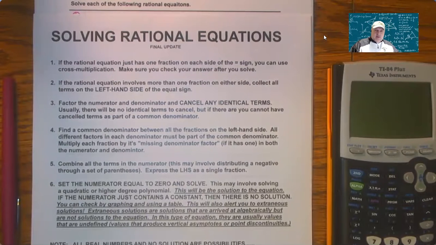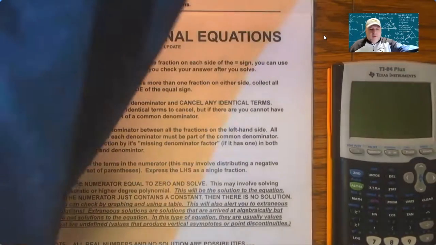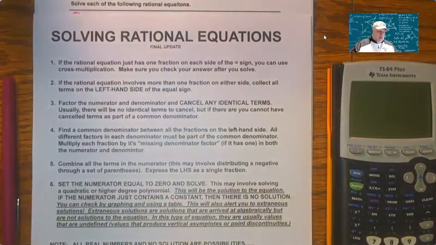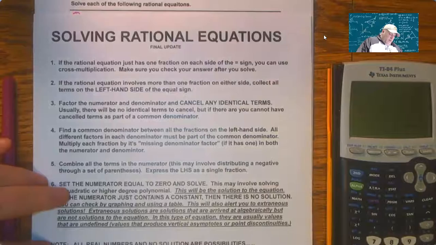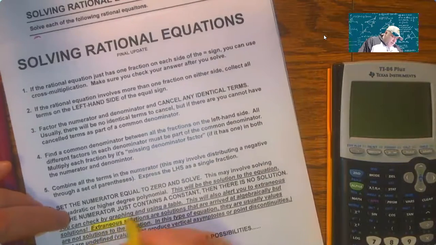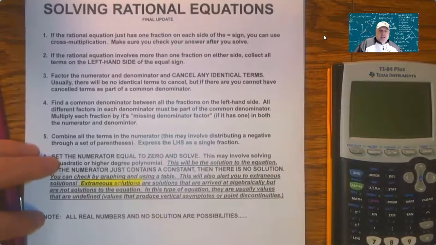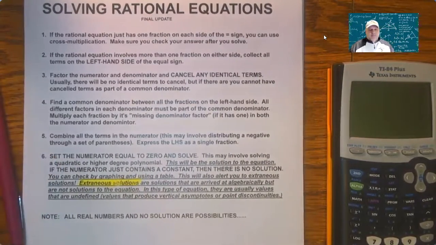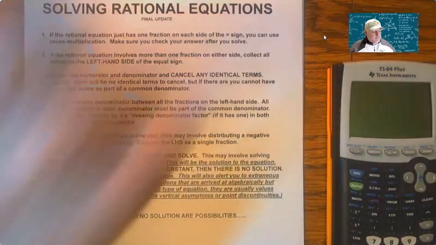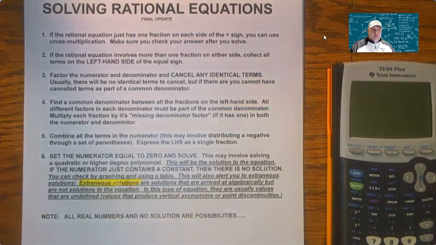You should always check on your calculator's table that indeed what you have is a solution, because sometimes we get what are called extraneous solutions. So those are solutions arrived at algebraically that are not an actual solution to the equation. Okay, so I will refer to this often as we are going along.